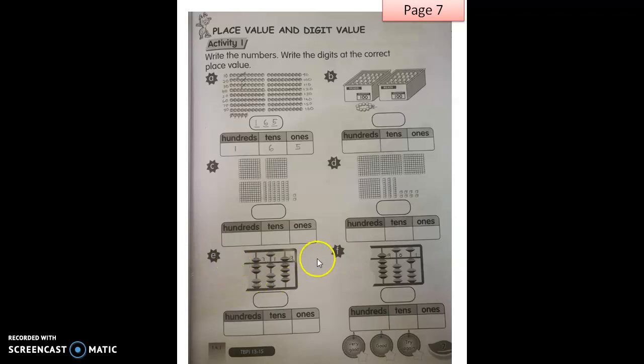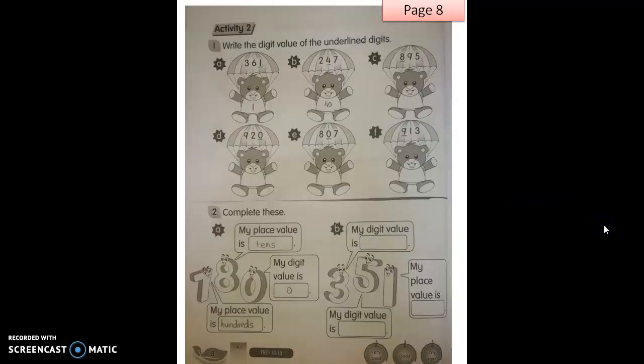The same method, go to F. 1, nothing here, so 0, 5, 6, 7, 8, 9. 901. Next page. Page 8.